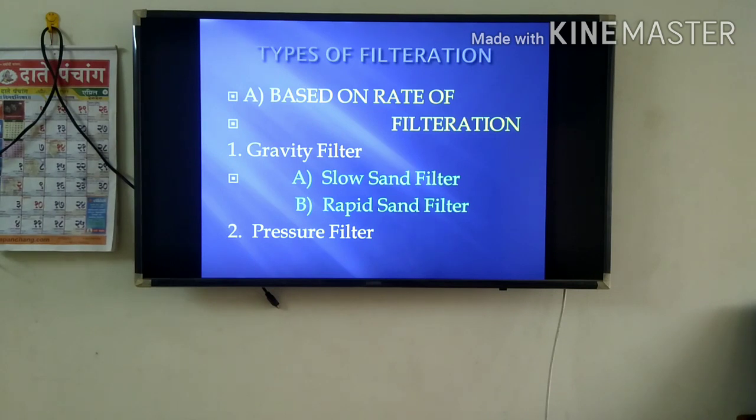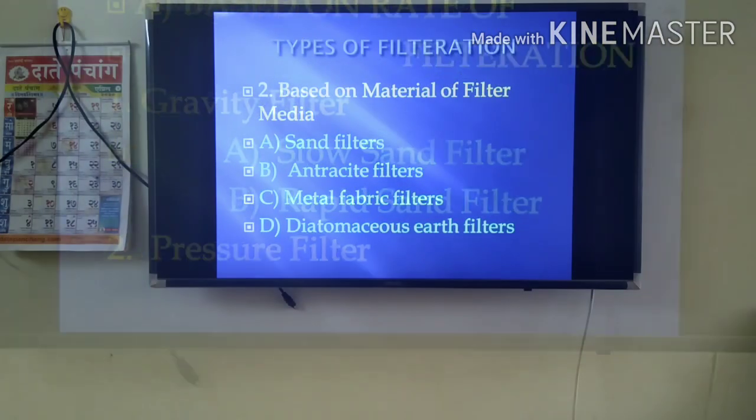Types of filtration. The first type is based on the rate of filtration. First, gravity filter. Under this, there are two types: one, slow sand filter; second, rapid sand filter. Another type of filter is the pressure filter.